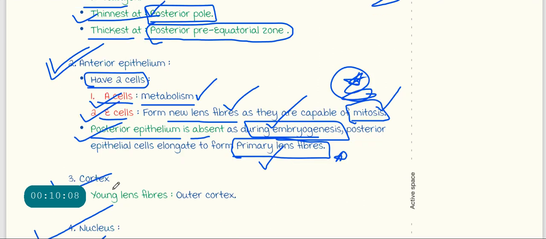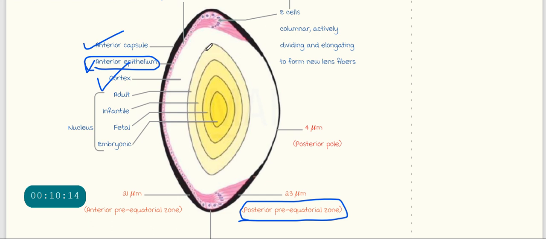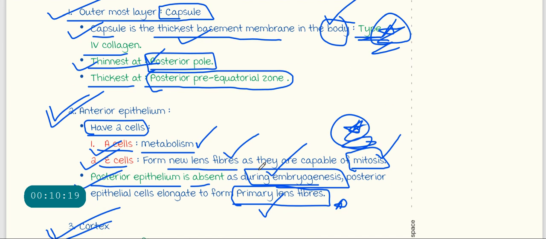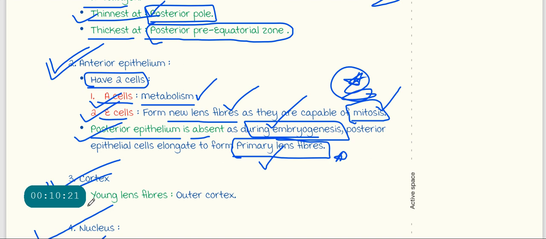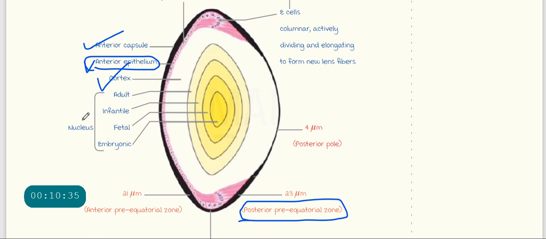Coming to the cortex part, you can clearly see this whitish part in between. It is nothing but the cortex. The cortex is the young lens fiber, and there is also an outer cortex. Now, the nucleus of the lens is composed of four bodies: adult, infant, fetal, and embryonic. In these stages, the nucleus is formed in different manners.